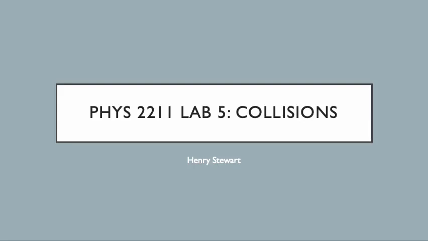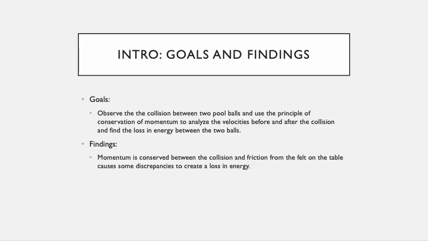This is Physics 2211, Lab 5, where we'll be examining a collision. So the goal of this lab was to observe the collision between two identical pool balls and use the principle of conservation of momentum to analyze the velocities before and after the collision and then find the loss in energy from the collision.